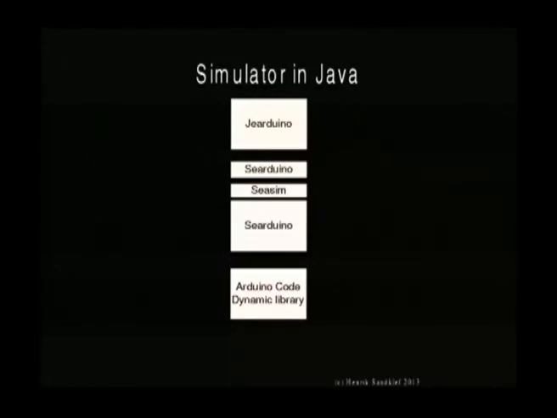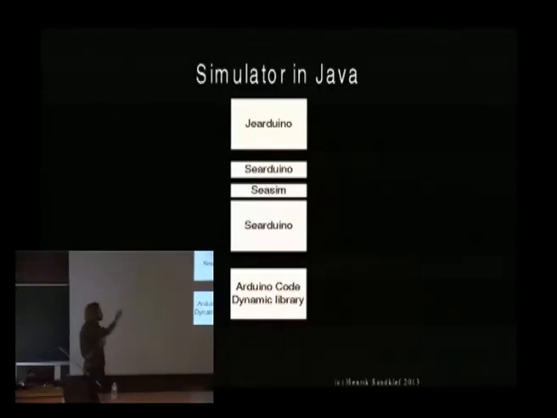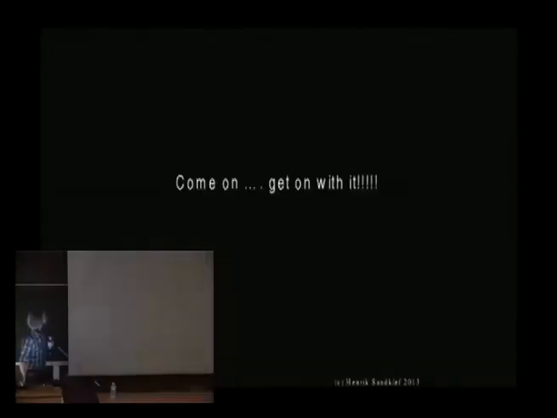This is the Arduino code built as a shared object. It's loaded by Searduino. We have a simulator API called csim. On top of that, we have a Java class that wraps all the simulator into a Java interface. And Searduino, we're not very good at names, is the Java simulator. That's it.